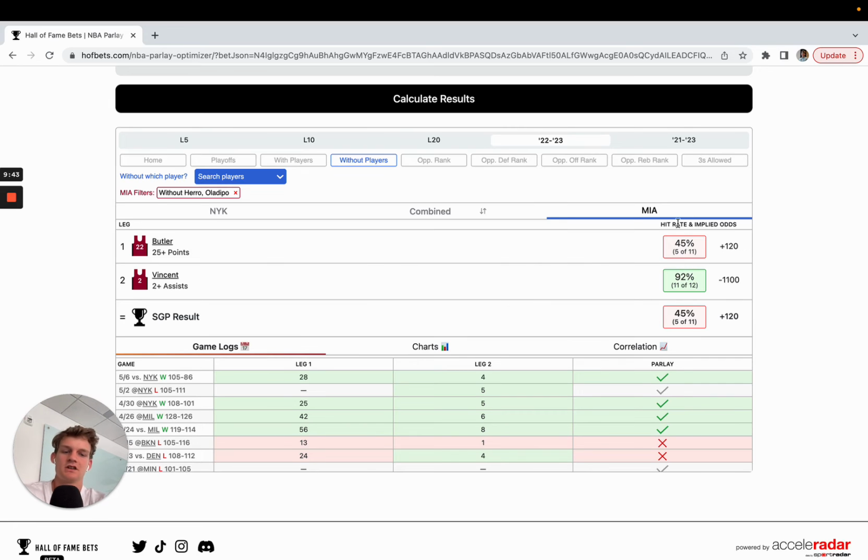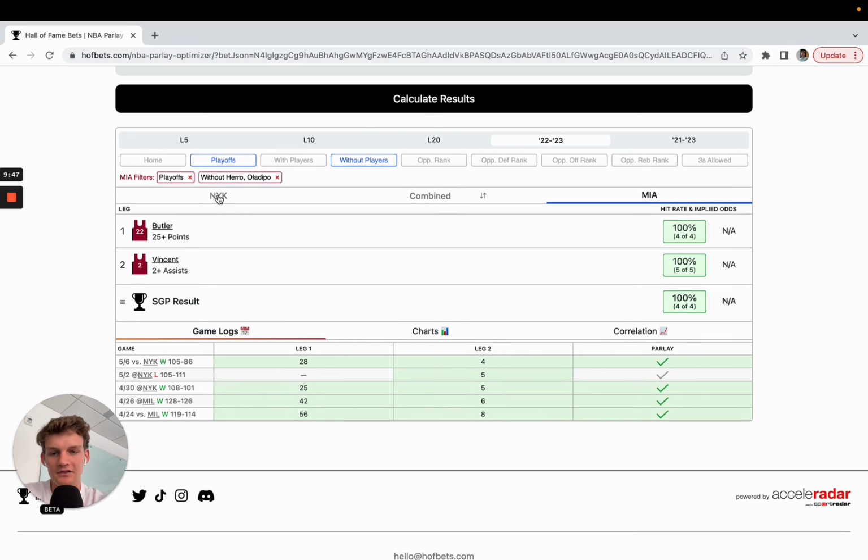But Butler's stats remain pretty even. And again, maybe if we select playoffs, and you can always select multiple filters here, it would imply, oh, this is good. So Butler scored 25 points and Vincent's hit 100%. As we know, they've hit 100% in the playoffs, but this would give games in the playoffs without those two players as well.